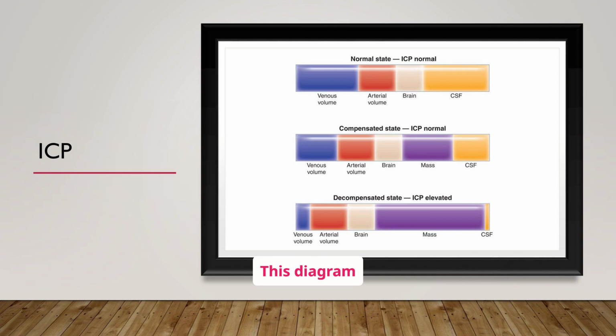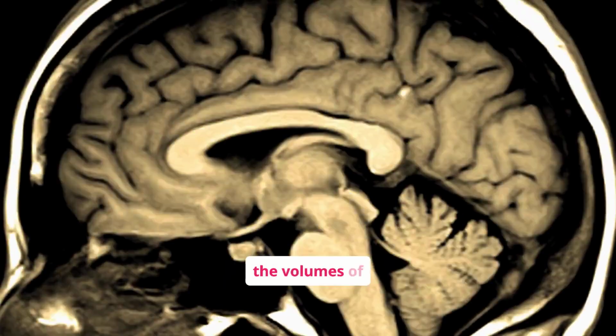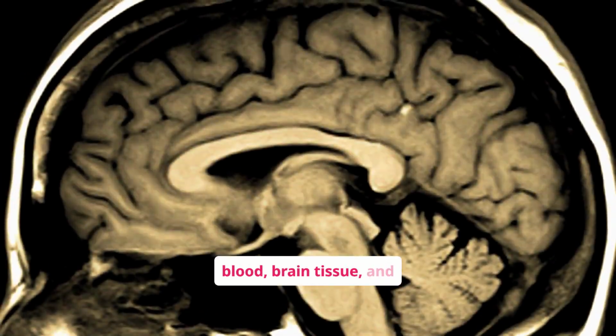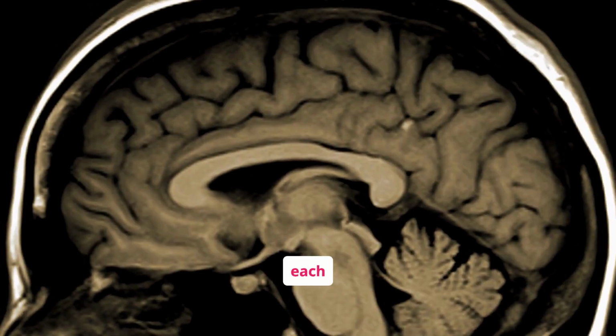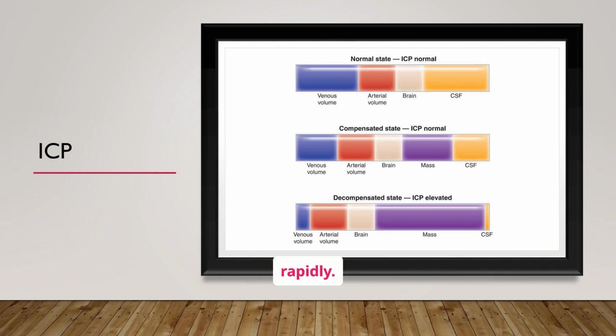This diagram illustrates how ICP can fluctuate. We see the normal state, a compensated state where the body adjusts, and a decompensated state where ICP becomes dangerously elevated. Notice how the volumes of blood, brain tissue, and CSF shift in each scenario. In the compensated stage, the body might shift CSF to the spinal canal or reduce blood flow to balance pressure. But once compensation fails, brain damage can occur rapidly.